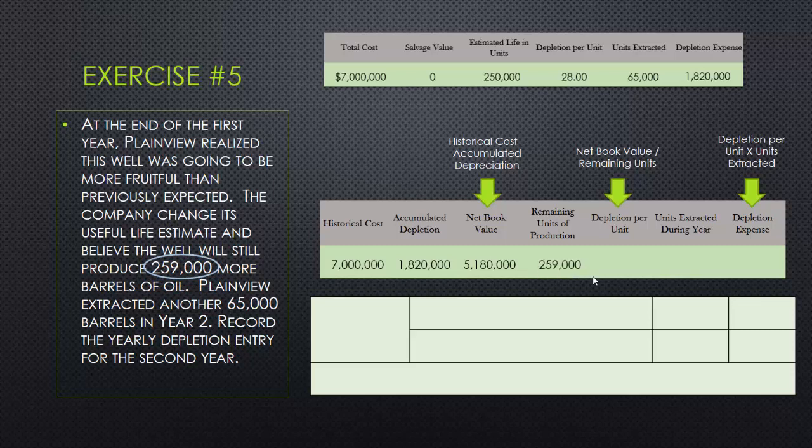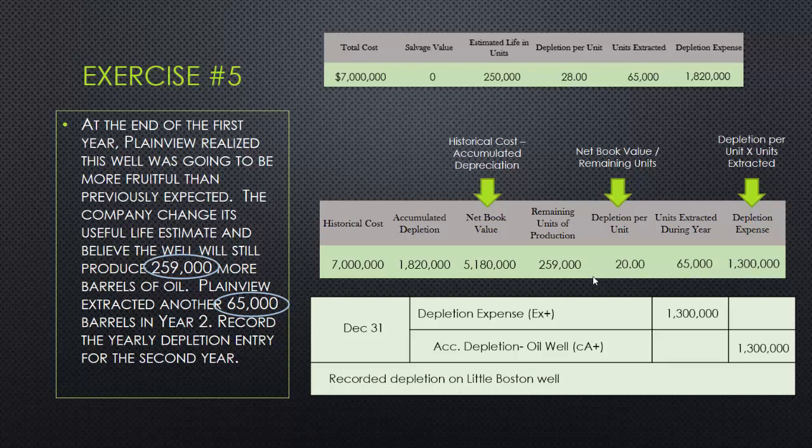So if we take that $5,180,000 of current book value, divide it by our new estimate of 259,000 remaining barrels of oil within this well, we're going to get a depletion rate of $20 per barrel. And during year 2, they extracted another 65,000 barrels, which means that the depletion expense that they're going to record during year 2 is $1.3 million. They're going to record this just like they have in the last entry, which is a debit to depletion expense and a credit to accumulated depletion of oil well for $1.3 million. And we recorded depletion on this little Boston well.